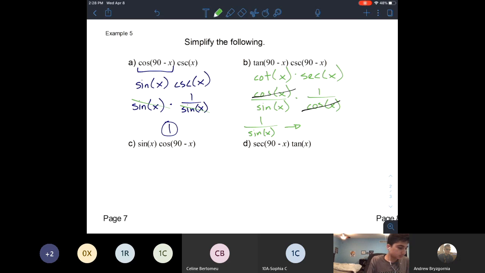Cosecant? Yes, good. So for B, that's simplified into cosecant of x.